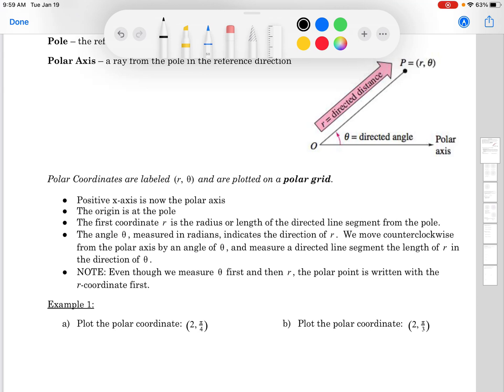The first coordinate r is the radius or length, or think magnitude, of that directed line segment, which is essentially a vector. The angle theta is measured in radians, the same way that we've been measuring angles this entire time, from that positive x-axis up until the angle. And even though we find theta first, when we go to plot, it's always the number and then the angle. So radius, angle.